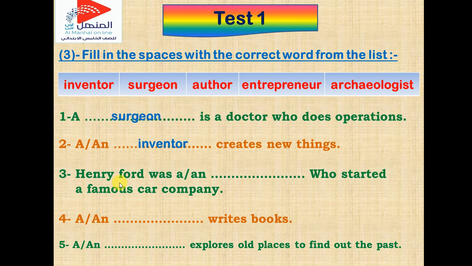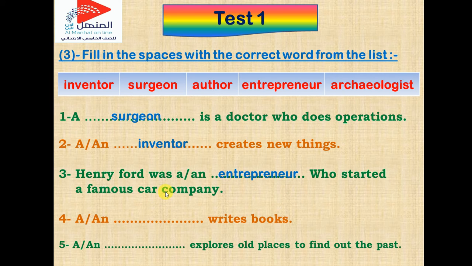An inventor. Number 3, Henry Ford. Henry Ford was a or an who started the famous car company. What's his job? Entrepreneur. Entrepreneur means a businessman that starts small businesses. He started a small company and then it became one of the most famous car companies in the world, which is the Ford company. All right. So here the answer is excellent.